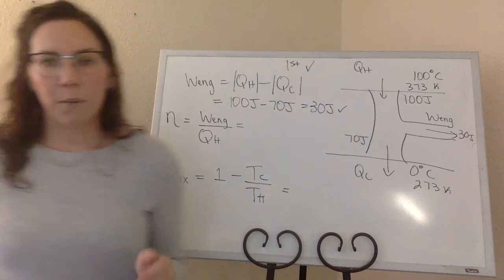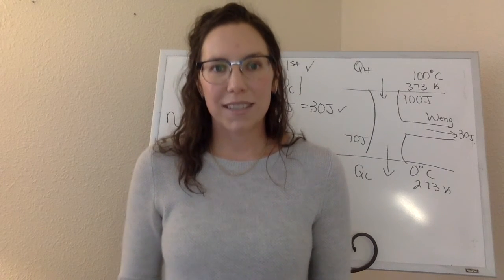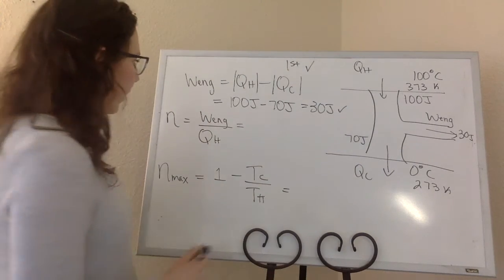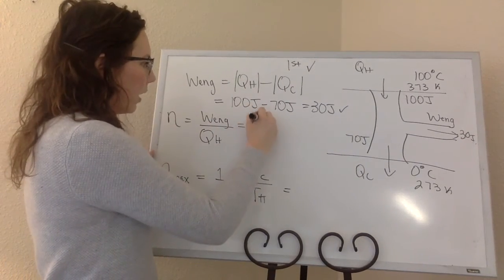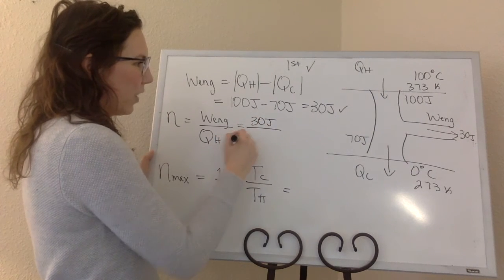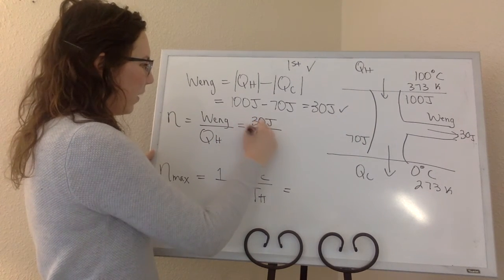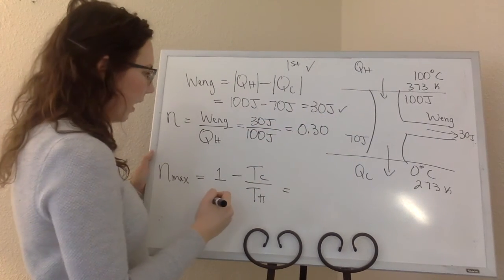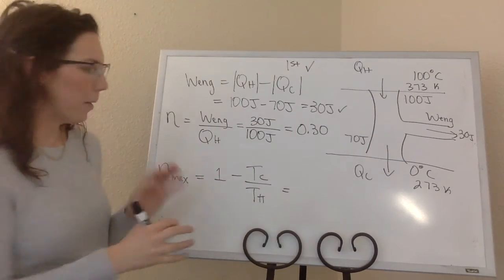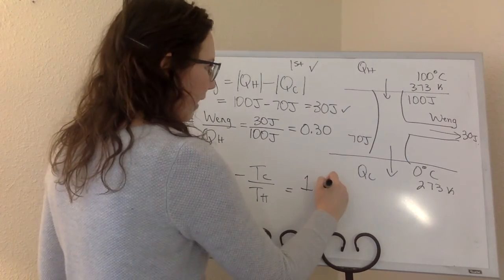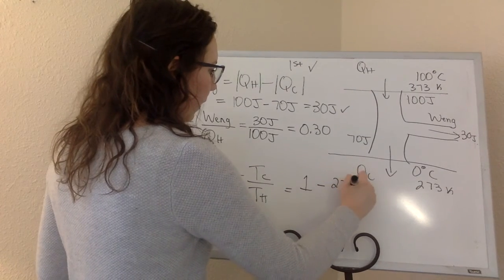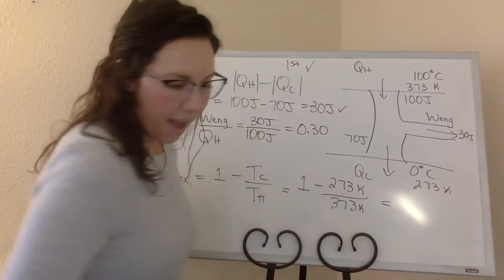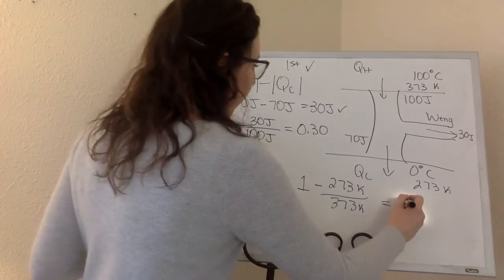To verify the second law of thermodynamics, we need to check that the efficiency of the engine does not exceed the Carnot efficiency. So let's calculate both. The work done by the engine is 30 joules over QH, which is 100 joules. And that gives me 0.3. Okay, so far okay, but let's check the maximum: 1 minus Tc over Th. So 1 minus 273 Kelvin over 373 Kelvin. And if I calculate that, I only get 0.27.